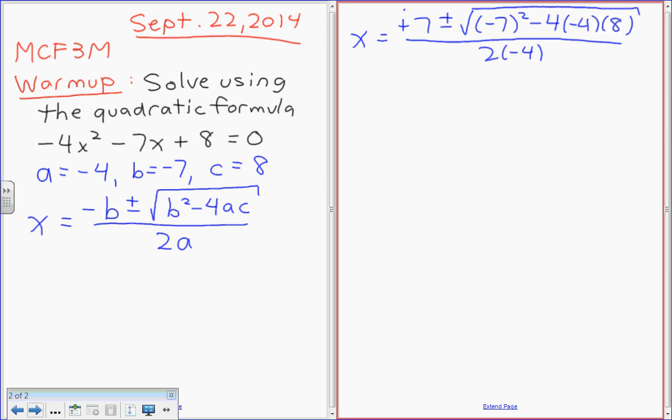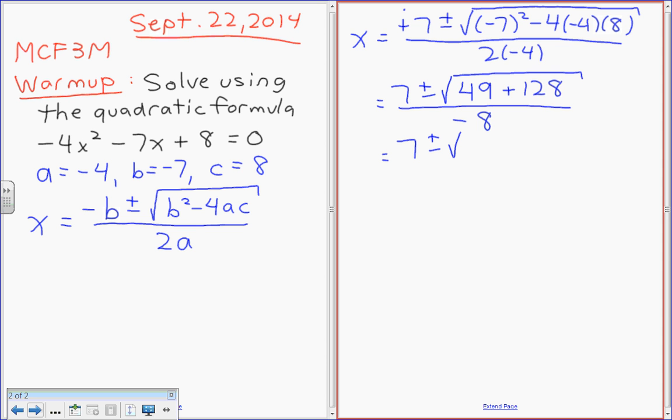Okay, good. Kilty, calculator time. What is negative 7 squared equal to, please? Good, 49. Good. All right, Marissa, what is negative 4 times negative 4 times 8, please? Okay, good, 128. All over negative 8. Great, excellent. All right, Holly, can you please do 49 plus 128, sorry, for the class? Okay, good, 177 over negative 8.